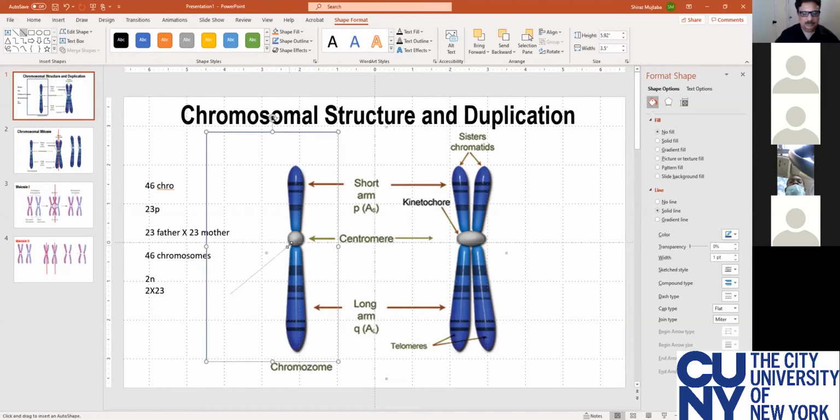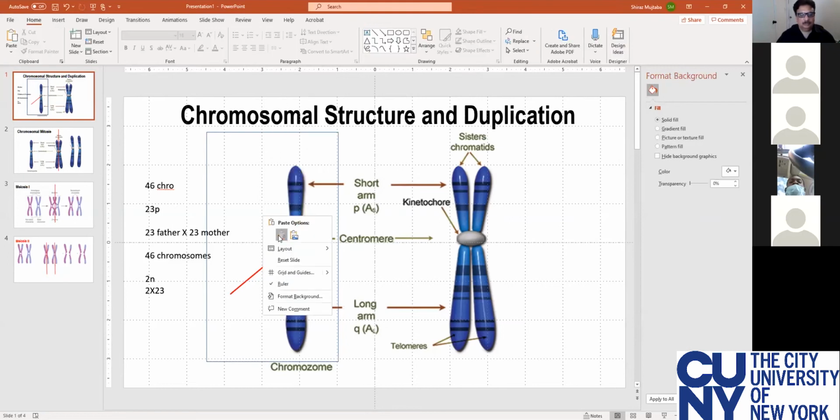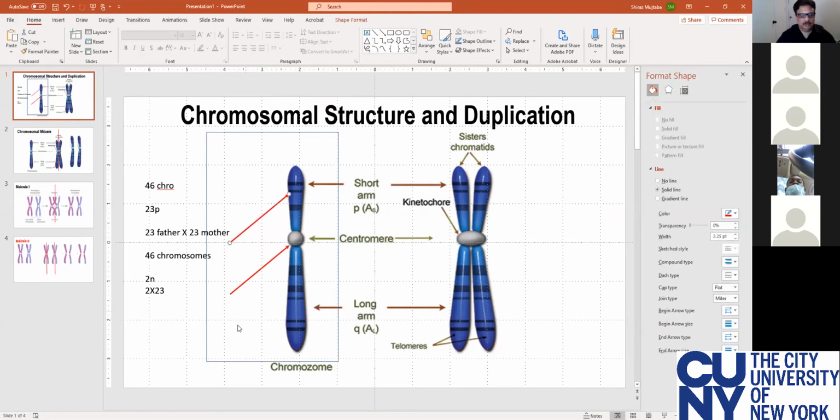A central piece, to which all the chromosomes attach, is called the centromere, the central part. To this is attached the chromatid. This is one chromatid, and this is another chromatid. Right? So this is one chromosome. The central centromere is attached to chromatids.